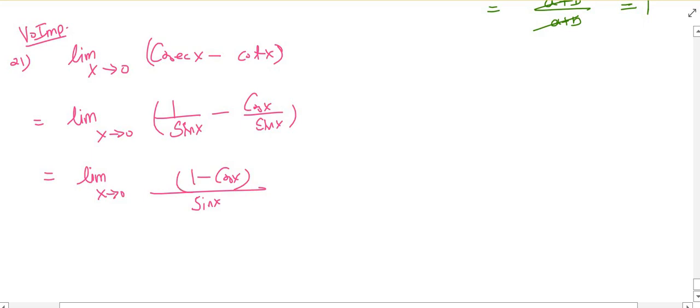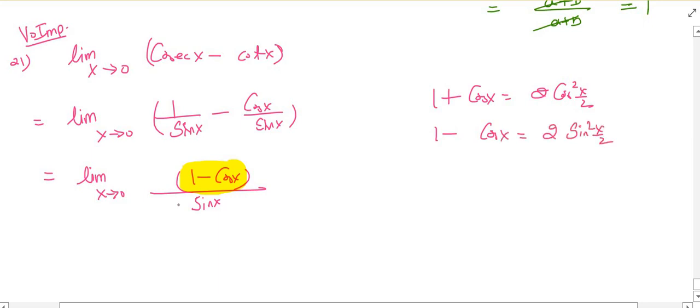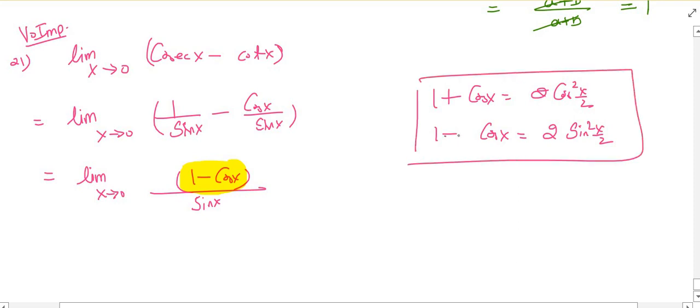In the last video, I told that whenever there is 1 with cos x, what can we use? We use golden formulas. Right? So 1 plus cos x was 2 cos square x by 2. If it is 1 minus cos x, it is 2 sin square x by 2. So which one can I apply here? Write both formulas in your notebook. I will apply this one.